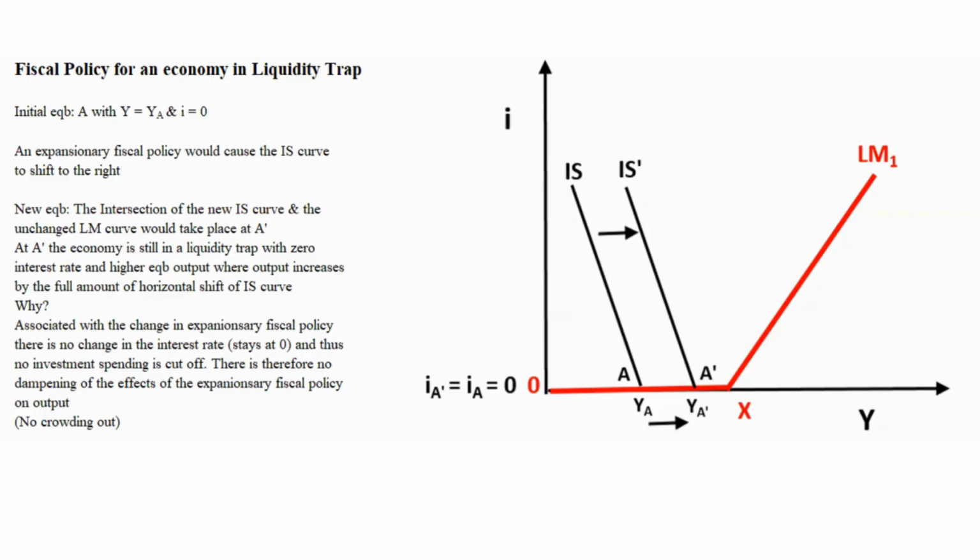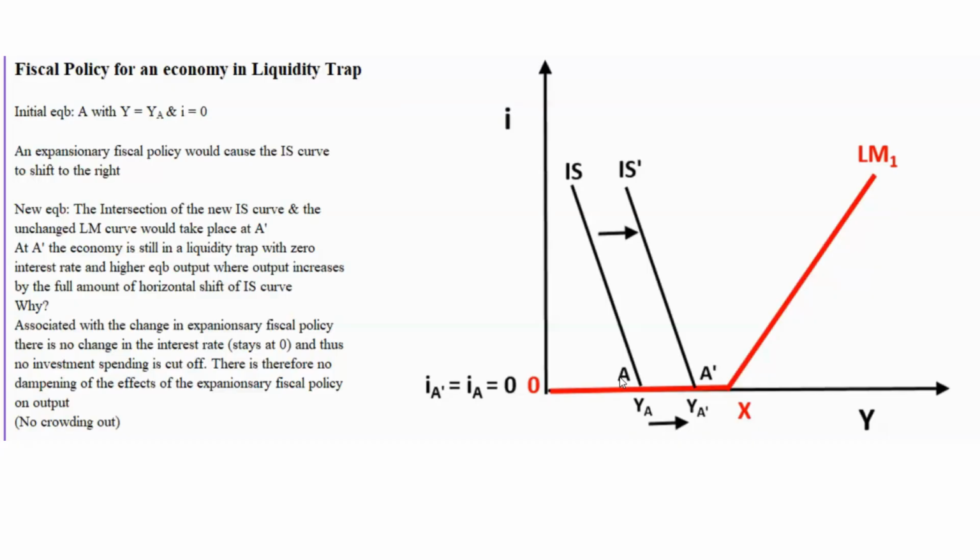We know that if the economy is in a liquidity trap, that is, in an equilibrium with i, the nominal interest rate, equal to 0, then the intersection between the IS and LM curves will occur somewhere along the horizontal portion of the LM curve. So in this case, we're assuming the economy is initially in a liquidity trap. The intersection between the IS and the LM curve, LM1, occurs somewhere along the horizontal portion, such as point A in the figure.